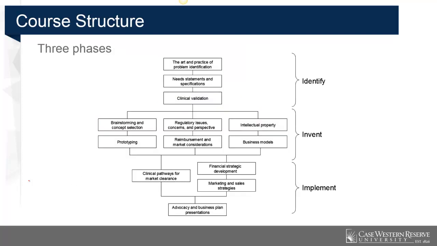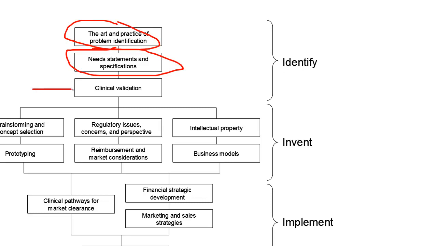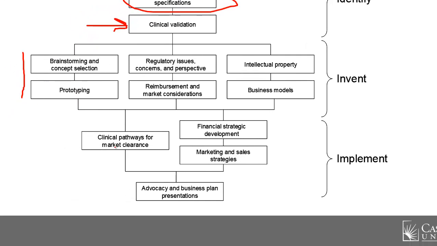I want to translate the three phases into more specific modules, and these will be the modules for the class. For identification, we're talking about the introduction. Certainly in the next week or two, we'll be focusing on need statements. We'll talk a little bit about how we're going to accomplish clinical validation in this course. Then, of course, we move on to the invent portion and then the implement. There are a couple of different options for learning about these things, but we're going to try to touch on all of them so that we have a well-rounded program.